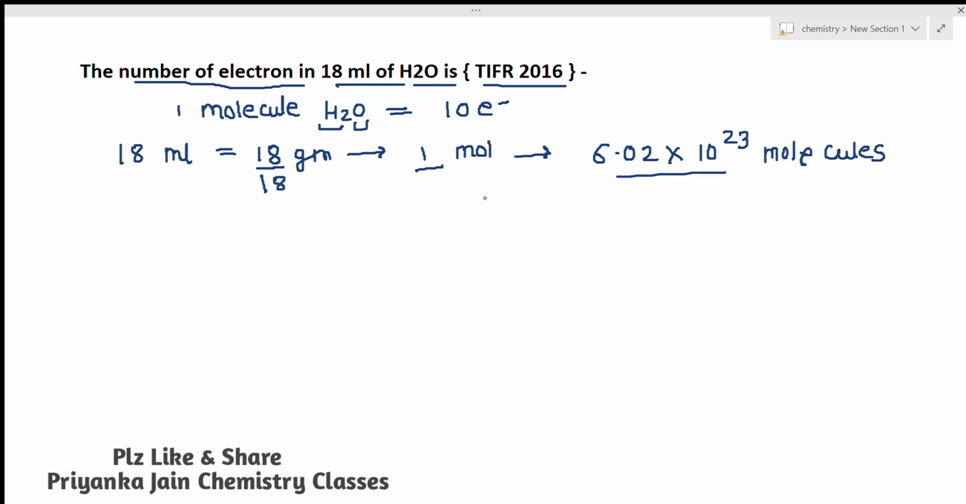Now you know that in one molecule there are 10 electrons. So in these molecules the number of electrons will be, just multiply by 10. So it will be equal to 6.02 into 10 to power 24 electrons. This will be your answer. Now see the next question.